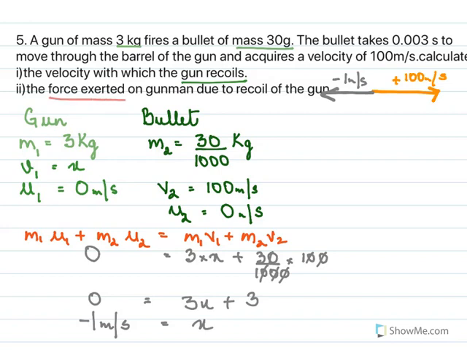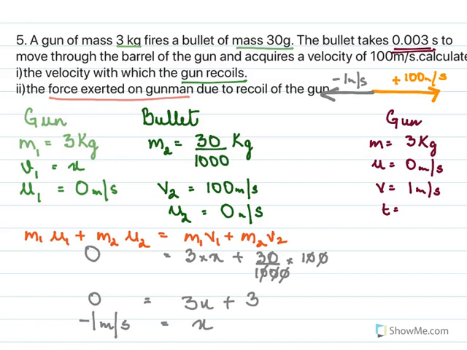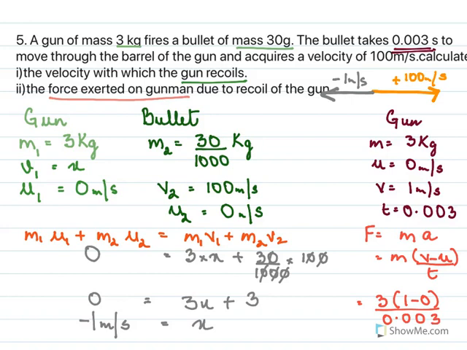For the next part, we have to find the force exerted by the gunman due to recoil of the gun. So for the gun alone, I'll do it here. We know the mass is 3 kg. The initial velocity of the gun was 0 because it was at rest. Then it recoiled with a velocity of 1 meter per second. And all this happened in a time of 0.003 second. So to calculate the force, we know force equals mass into acceleration. Acceleration is v minus u over t. Mass is 3, v1 minus 0 over time is 0.003. On doing this calculation, you'll get the answer 1000 newtons.